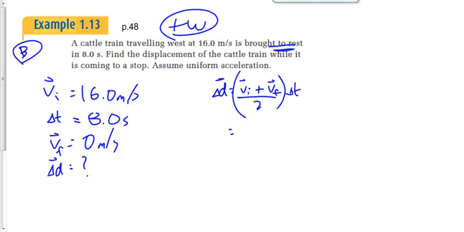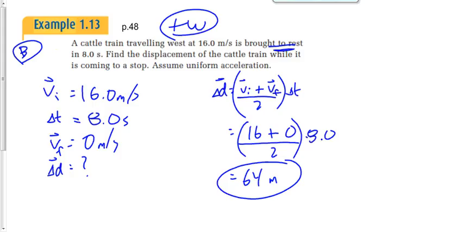Try again. 16 plus 0 over 2 times delta t is 8. 16 plus 0 is 16, divided by 2 is 8. 8 times 8 is 64 meters.